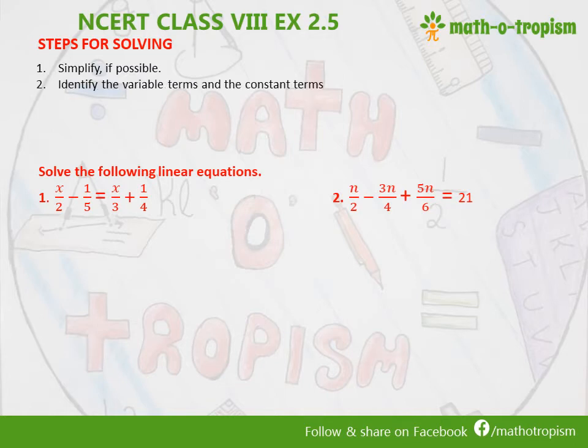Then the second step will be to identify the variable terms and the constant terms. We need to transpose all the variables to the left hand side. Variable terms are the terms which have x, y or any alphabet coming into the picture in the equation, and we will put all the constants on the right hand side.